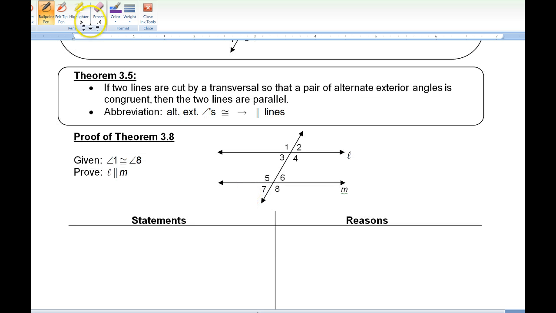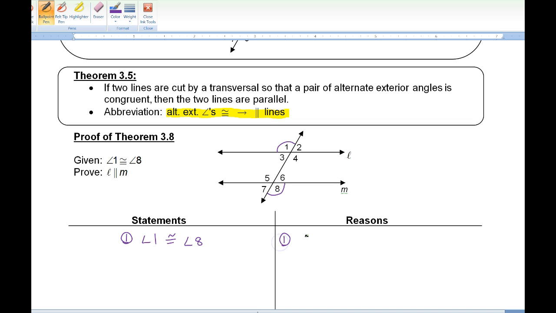Next we have theorem 3.5. This has to do with if you have two lines cut by a transversal so that a pair of alternate exterior angles are congruent, this implies that you have parallel lines. So let's say in this next theorem we want to prove this. Here's angle 1, here's angle 8. That's going to be our first statement.